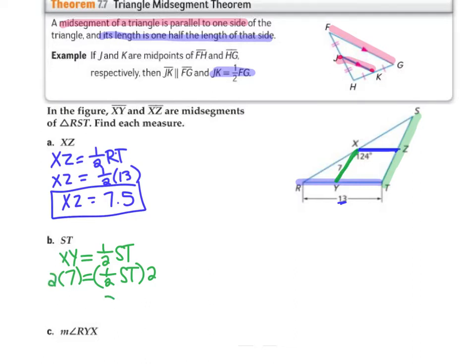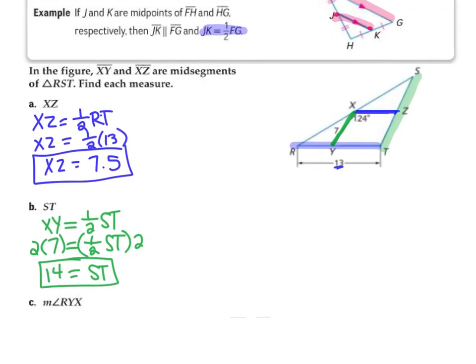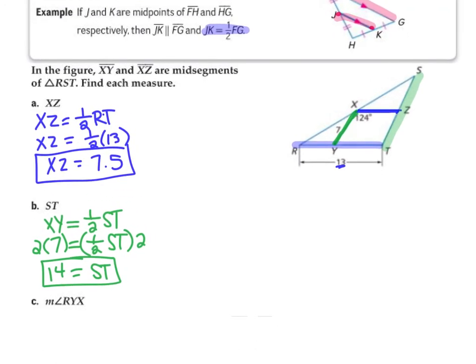Okay, so ST will be a value of 14. So again, with mid-segments, all you have to do is either go from mid-segment to full by doubling, or if you're given the full length, take half of it for your mid-segment. Okay, so our last one here, we need to find the measure of angle RYX, which is right here.